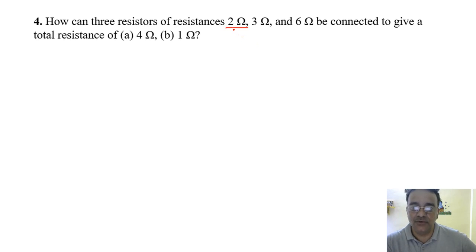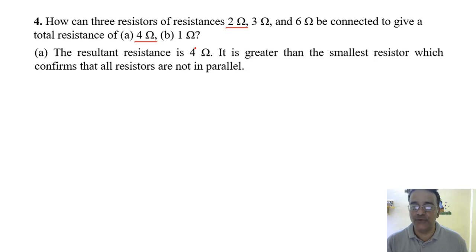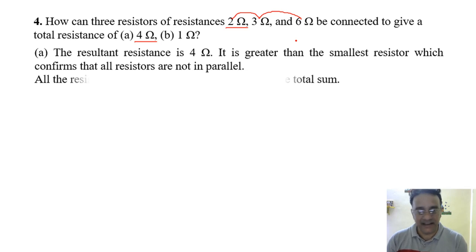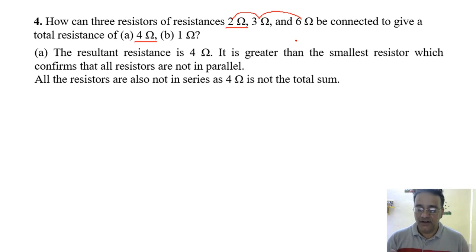So 1 ohm 2 ohm से कम हो जाएगा, तो ये तीनों resistance parallel में connect नहीं है. So that means, okay, the resultant resistance is 4 ohm. It is greater than the smallest resistor, which confirms that all resistors are not in parallel. अब तीनों रेजिस्टेंस सीरीज में भी नहीं है. Why? Because if we connect in series, then we'll get the sum of all the three resistance, that is 11 ohm. So that in conclude that कि वो रेजिस्टेंस सीरीज में कनेक्ट नहीं है. Okay, so now the sum is greater than 4 ohm.